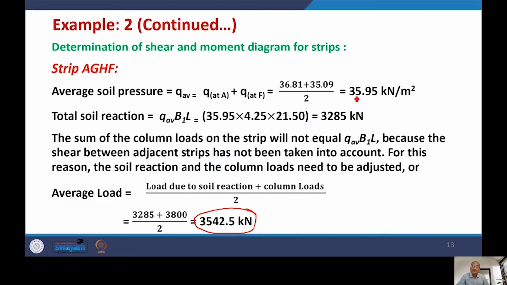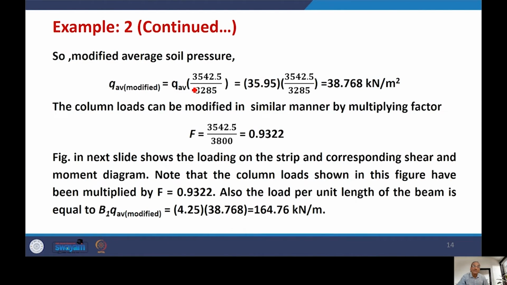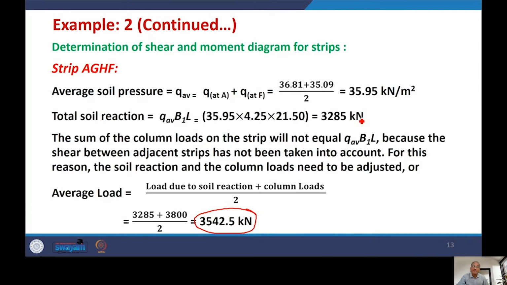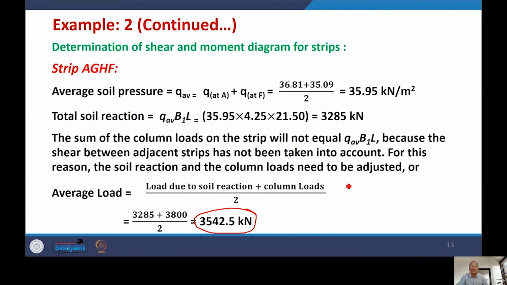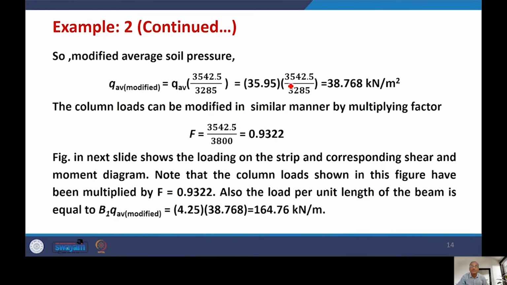To account for this, you get the modified Q average. Here you found the Q average value 35.95 when you had the total soil reaction 3285. But now you have 3542.5, so Q average will increase: 3542.5 divided by this total soil reaction, multiplied by the Q average, will give you the modified value. So this was the modification in the soil pressure. Instead of 35.95, the soil pressure you should use is 38.76.